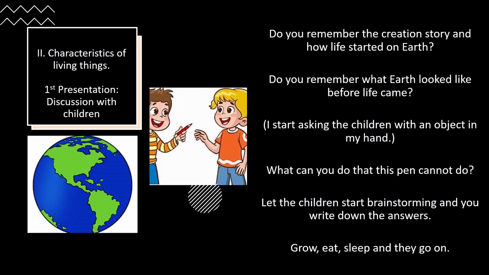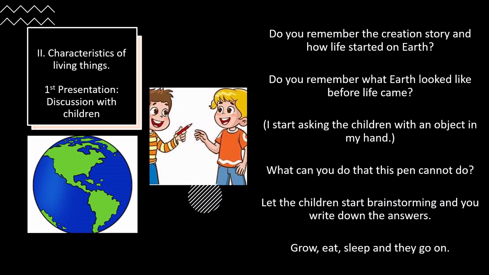After finishing the first chapter, we move on to the second chapter, which is called Characteristics of Living Things. And the first presentation is done through a discussion with children. We start by asking them, do you remember the creation story and how life started on Earth? Do you remember what Earth looked like before life came? And then I start asking the children with an object in my hand. What can you do that this pen cannot do?